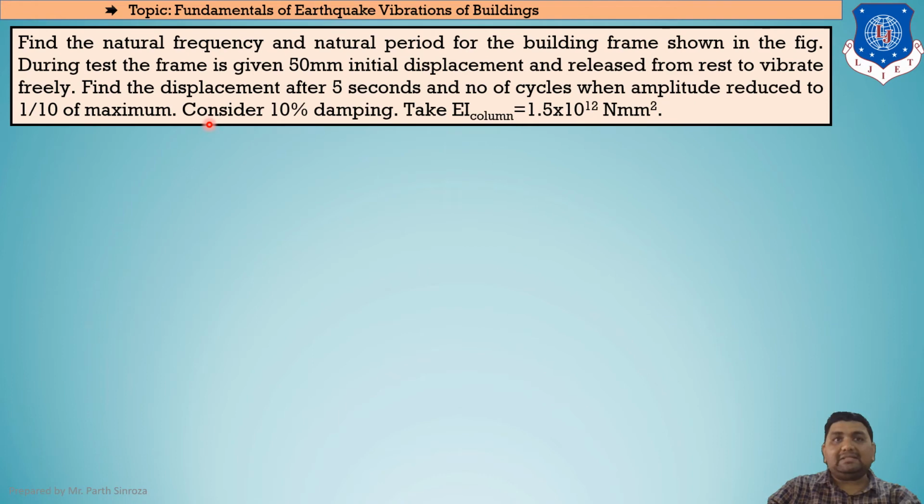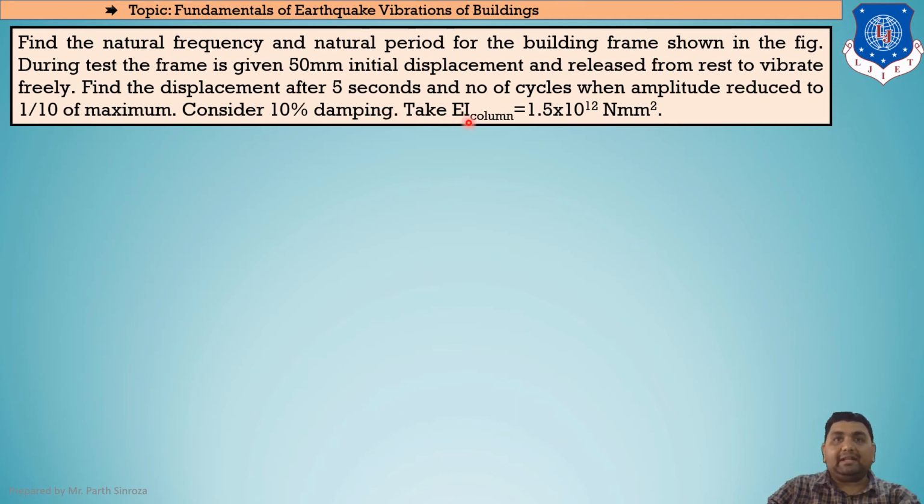And it has been asked to consider 10% damping. That means it is a damped structure. So if it is a damped structure, then it is a sum pertaining to the free damped condition. This is how we will be identifying which category of sum is asked in the question. It is given that it is released from rest, that means it is free vibration, and the damping coefficient has been given in the question. That means it is a sum pertaining to a free damped condition.